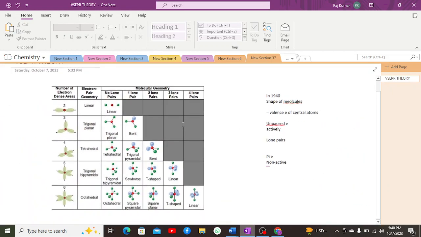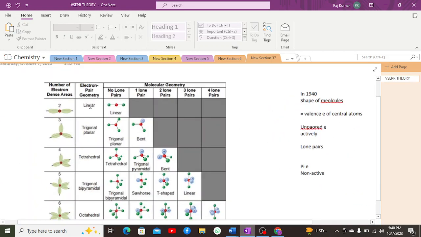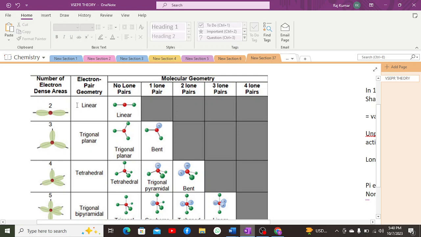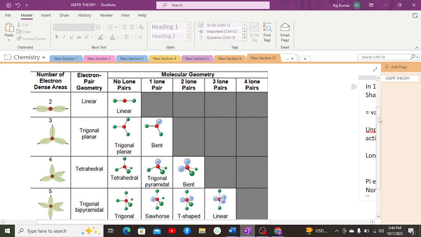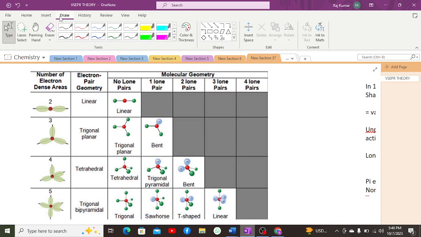Now, on the basis of these postulates, we are going to classify the electrons. As you can see in the diagram, the first step involves the number of electron dense areas. The number of electron dense areas over here is two. There are two hybrid orbitals, due to which they form a linear structure. No lone pair is present over here.